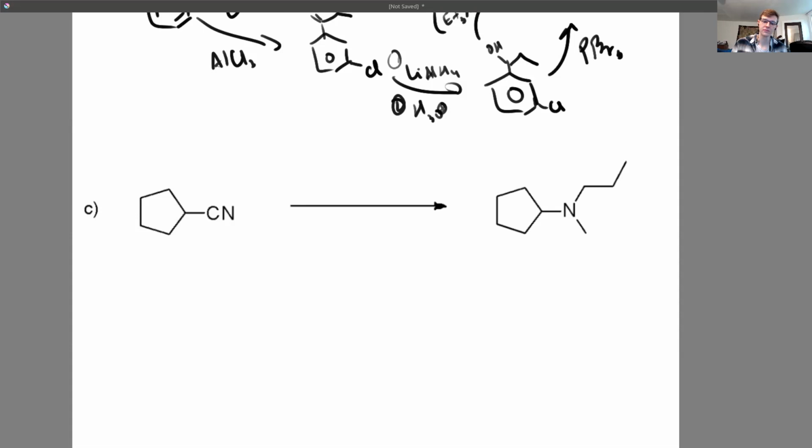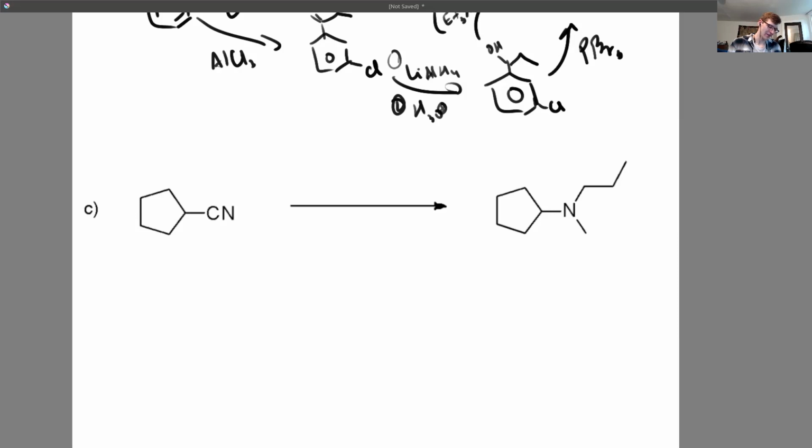I remember there's a way to reliably make a higher substituted amine, but the only way I could think to start this would be to reduce the nitrile, and that would keep the carbon. So that's not what we want.